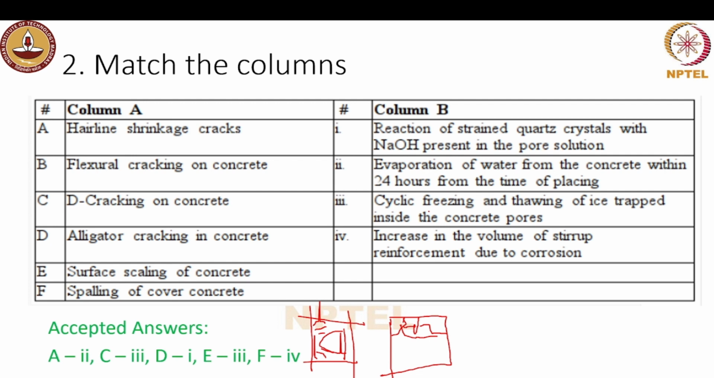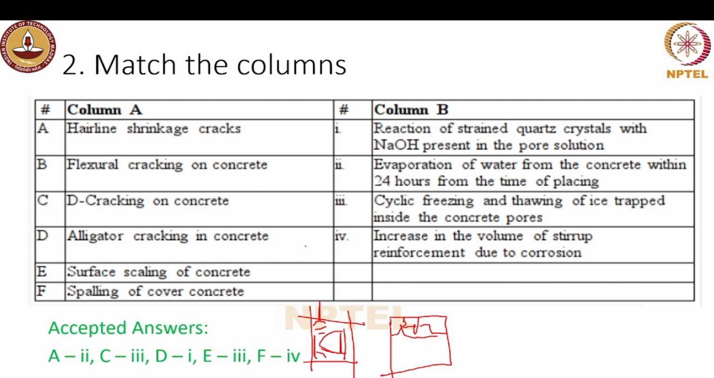Next is the surface scaling of concrete. It's because when freezing and thawing happen, at that time also you will have expansion and contraction. And because of that, there is surface scaling. Surface can be removed from the concrete. And last is spalling, as you have said, because of the corrosion. Okay. Shall we go to the next question?